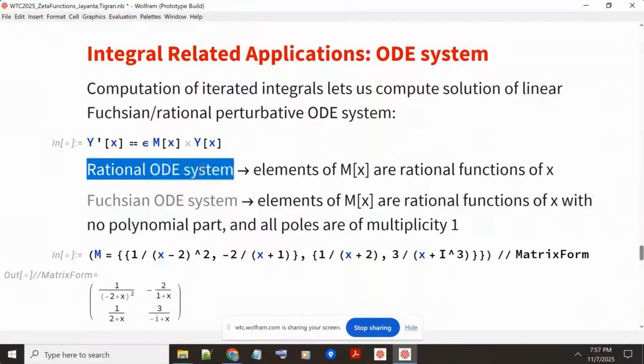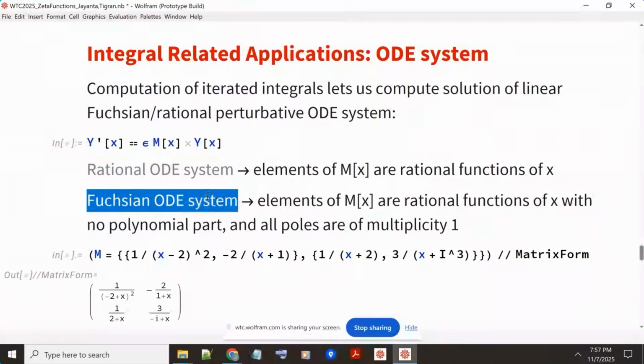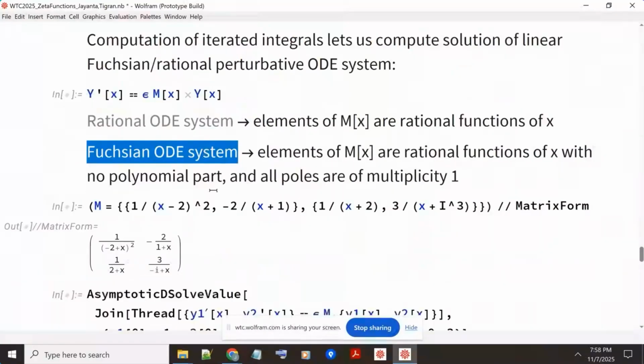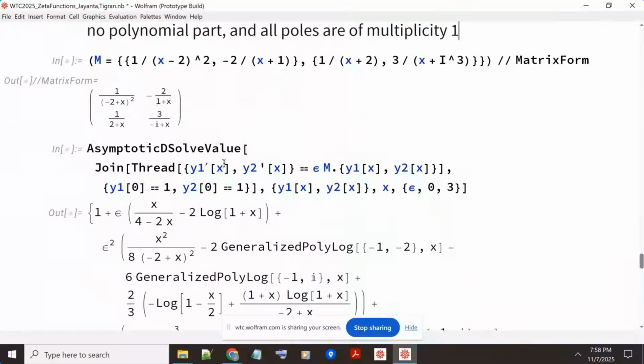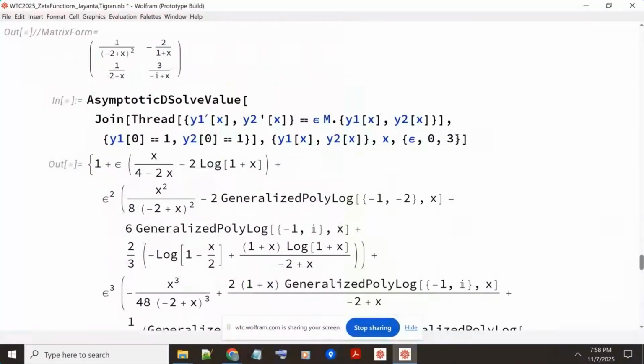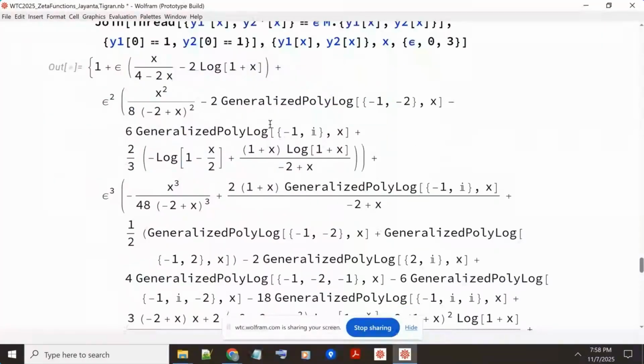But this is important because this appears in Feynman integrals. So here is an example. As you can see, in this M matrix, all these are rational functions of x, and now we can solve this type of problem using asymptotic DSolveValue. In 14.3, I think it returns a huge answer after some time, and it contains unevaluated integrals. But now, as you can see, we will have the answers in terms of generalized polylog.